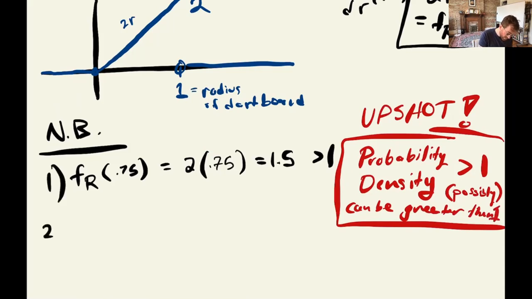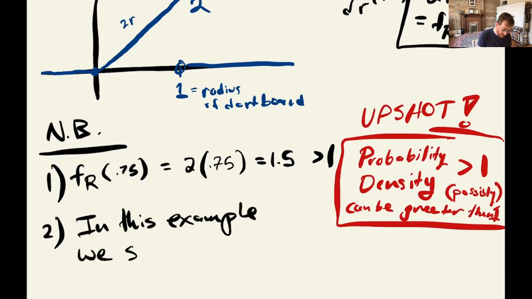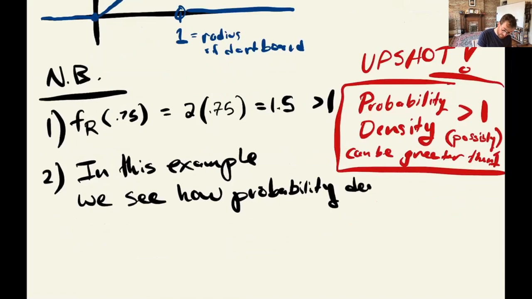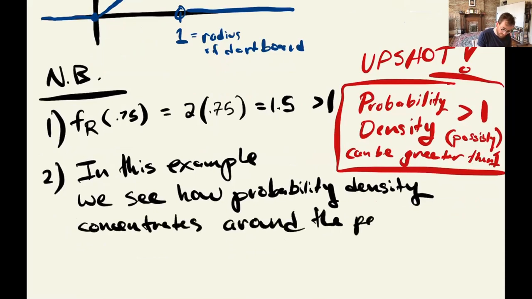The second thing I want to note is that, at least in this example, we see how probability density concentrates around the perimeter.